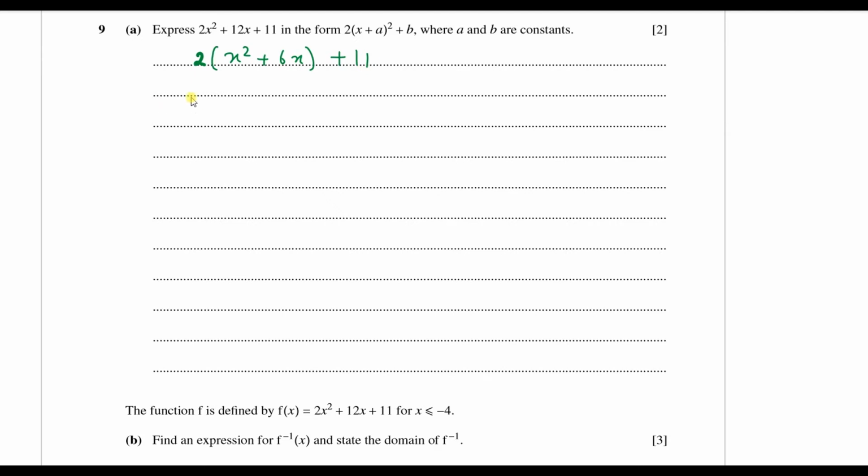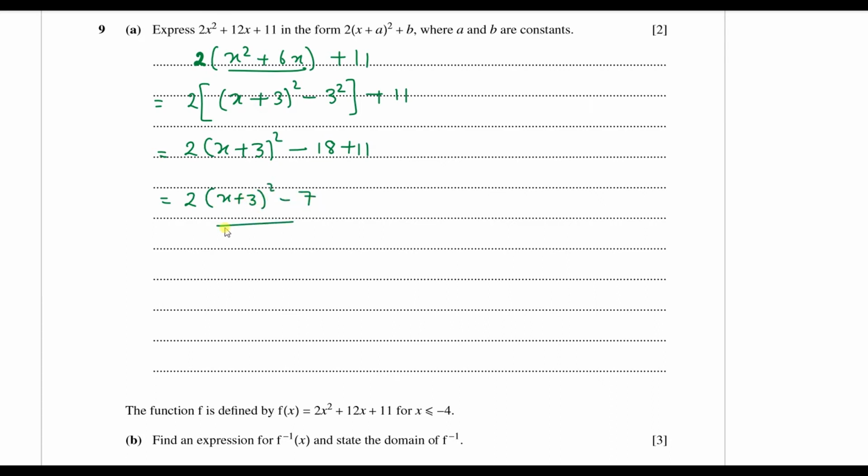So it becomes 2, and then I'm using the completing the square method here. It would become x plus 6 halved, that is 3, whole squared, and minus the square of 3, plus 11. So it becomes 2 times (x plus 3) whole squared minus 9 times 2, that is 18, plus 11. So it can be written as 2 times (x plus 3) whole squared minus 7. This is the final answer. It's not compulsory, but we can write A is equal to 3 and B is equal to minus 7.